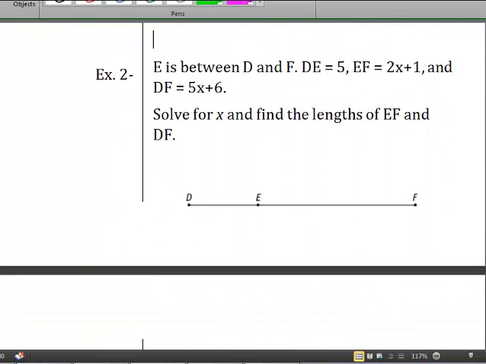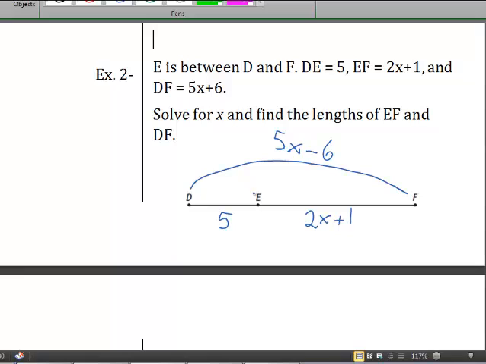So here's example 2. You might want to pause this video and copy this example down. Okay, now E is between D and F on a line segment, as we can see in the diagram here. DE is 5, EF is 2x plus 1, and then DF, all of DF, is 5x minus 6. Okay, solve for x and find the lengths of EF and DF.